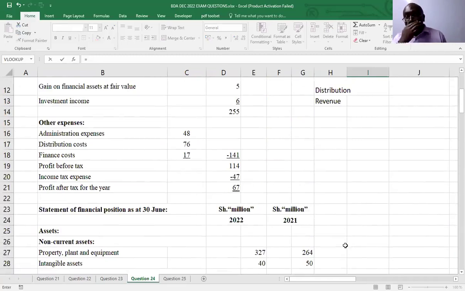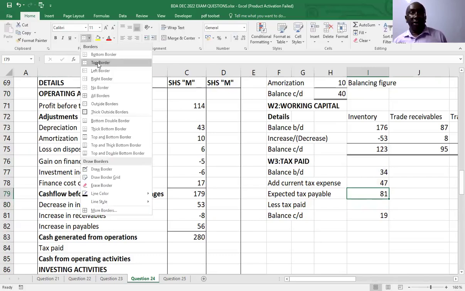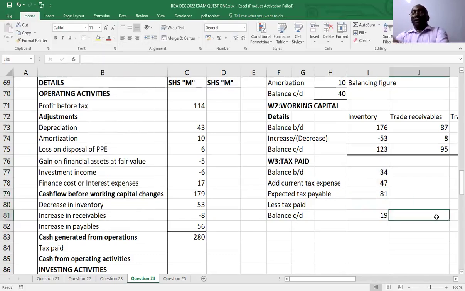We find that it is negative 47. And because tunataka ingie pale ikiwa positive, so you say negative this. So sasa the expected should be, tulifungua na hii hatukulipa last year, tumeongezea hii. So tunafaa kulipa hiyo. You can give it a top border. So hiyo ndio tax that we are supposed to pay at the end of the year.